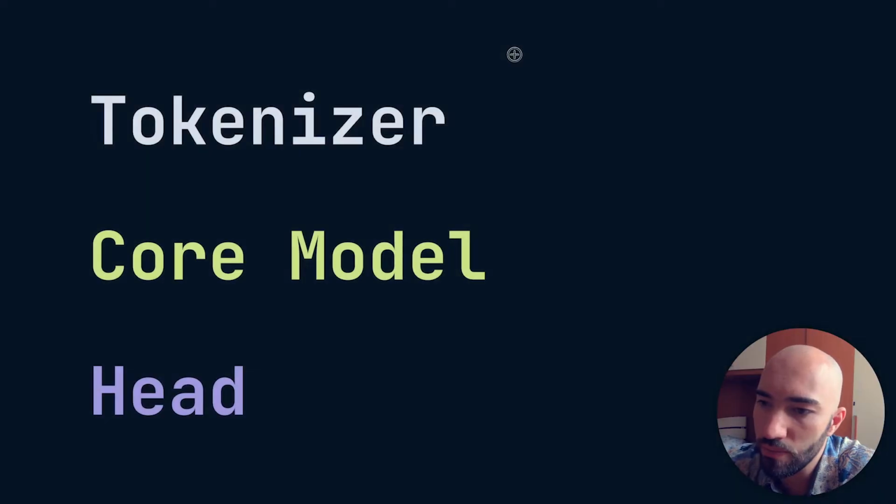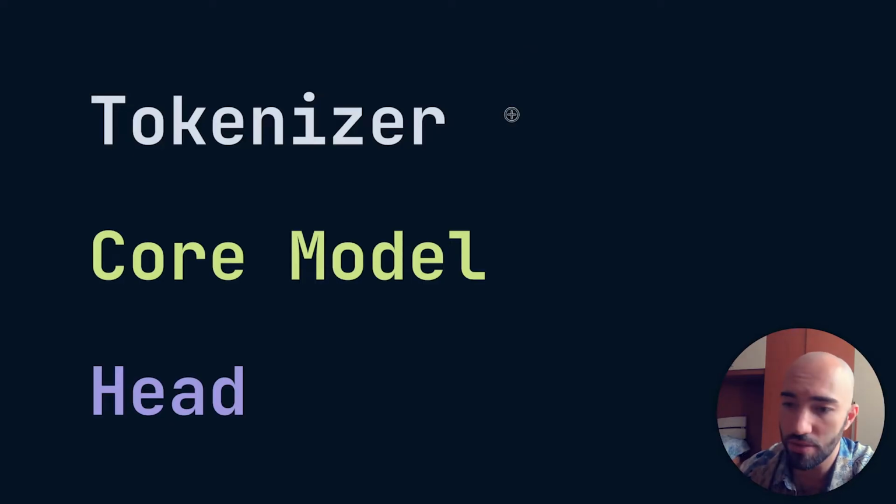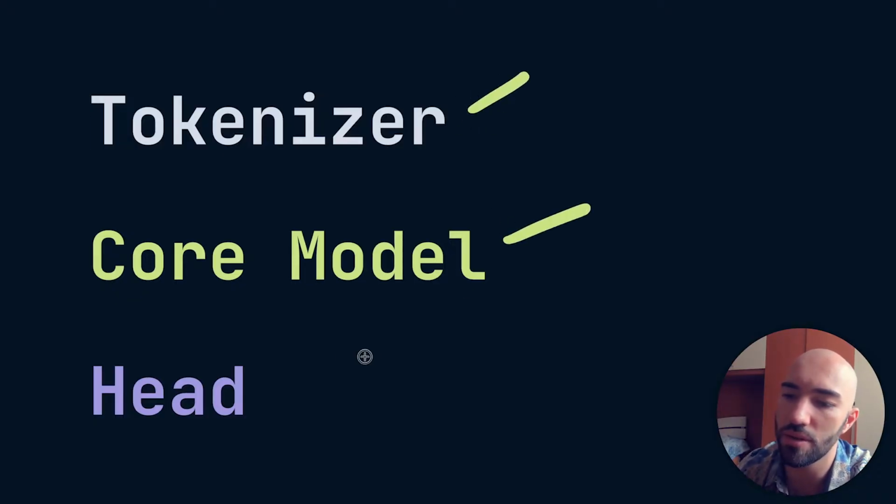We're going to cover how we can build a tokenizer for Bert from scratch. So typically when we're using transformer models, we have three main components. We have the tokenizer, which is obviously what we're going to cover here. We have the core model, and we also have a head.